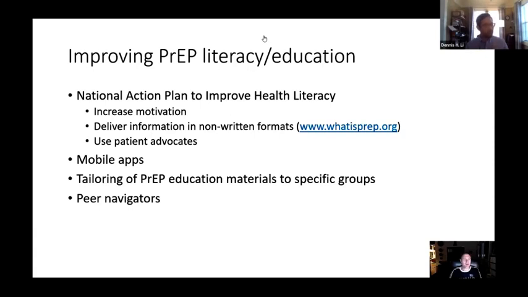And peer navigators have been shown to effectively support PrEP uptake and retention in South Africa and are a promising model in the United States as well.